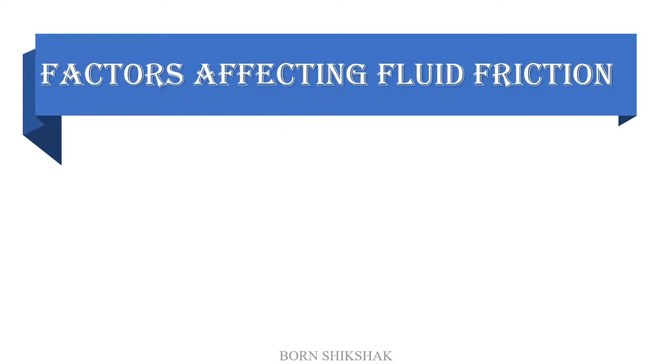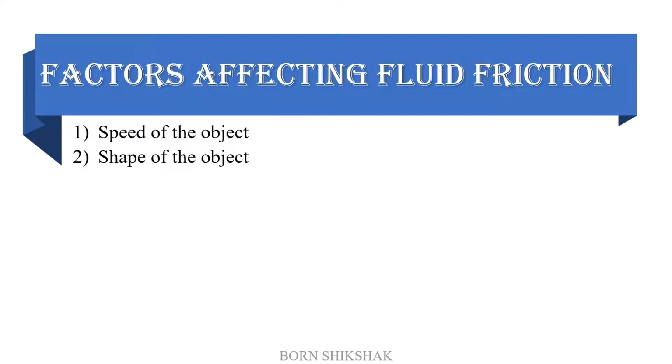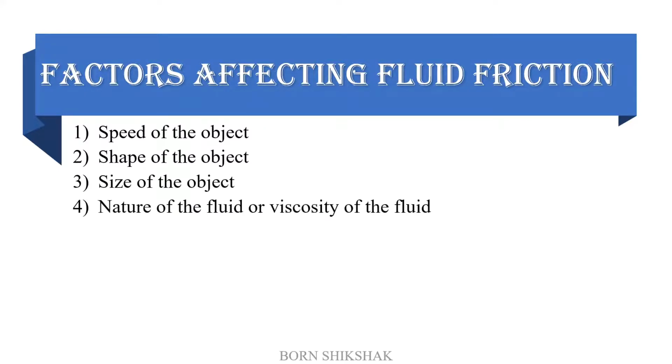Now we will discuss factors affecting fluid friction. Number 1, speed of the object. Number 2, shape of the object. Number 3, size of the object. And number 4, nature of the fluid or viscosity of the fluid.